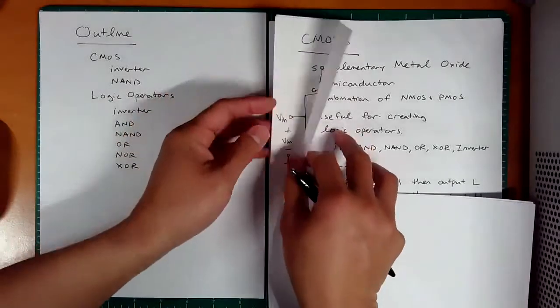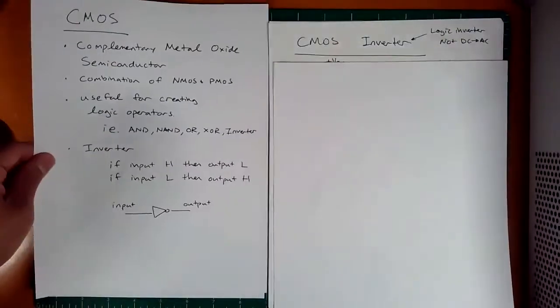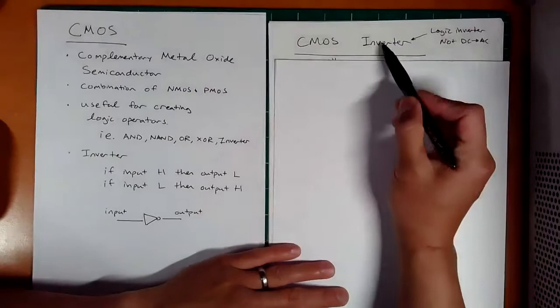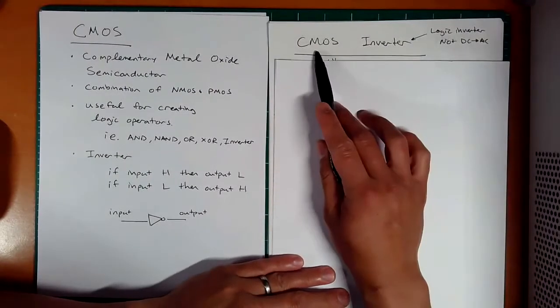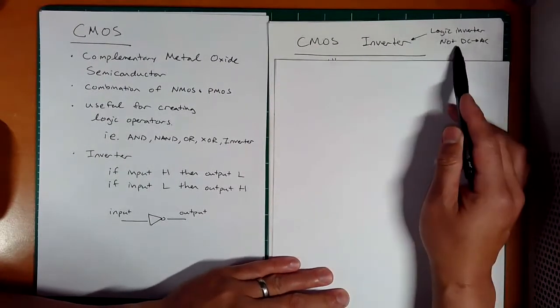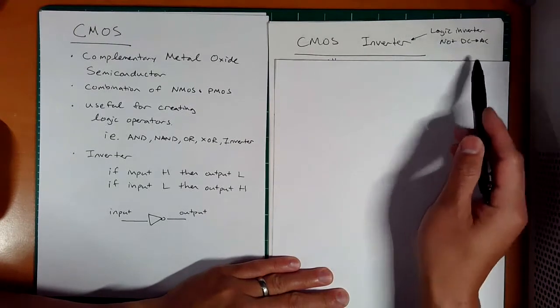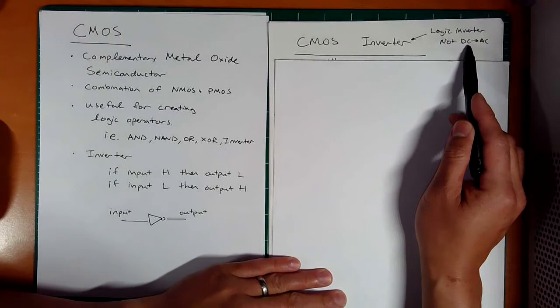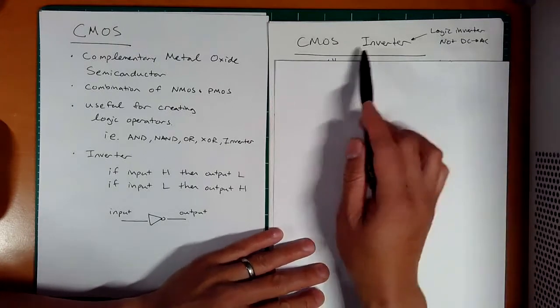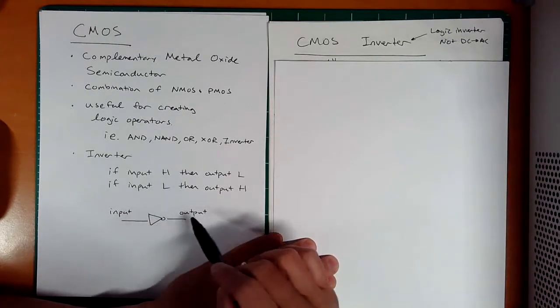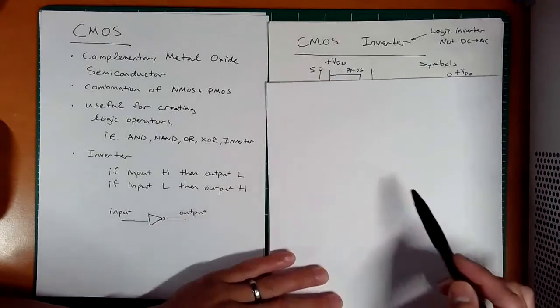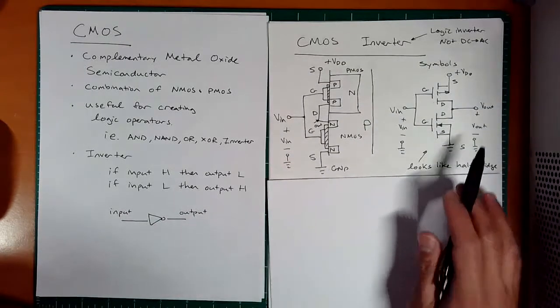But let's look at the physical implementation. Okay, now just to clarify, a logic inverter does not mean DC to AC, although we can use it in a DC to AC inverter, but it's purely just low to high, high to low, okay? And so this is an implementation.